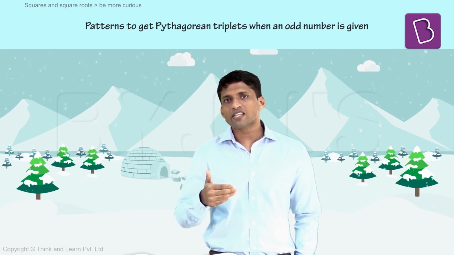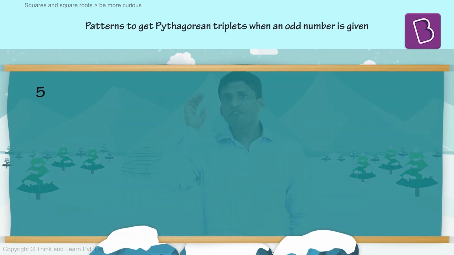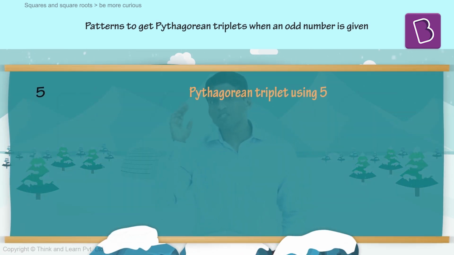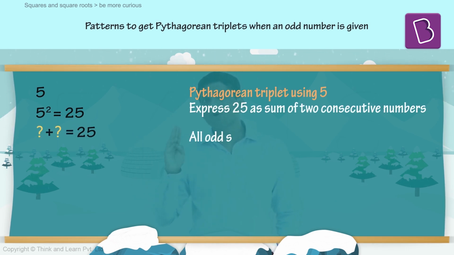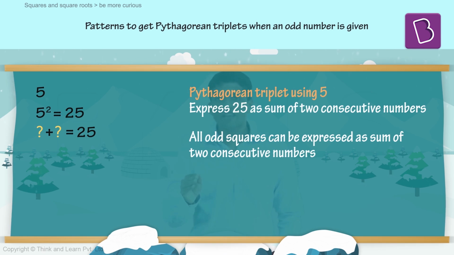Let me show you a few more examples. What about 5? If you want to get a Pythagorean triplet using 5, you write 5 square, which is 25. Split 25 as the sum of two consecutive numbers.